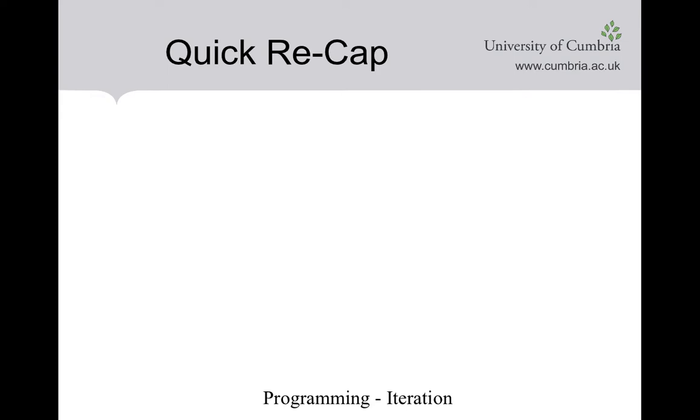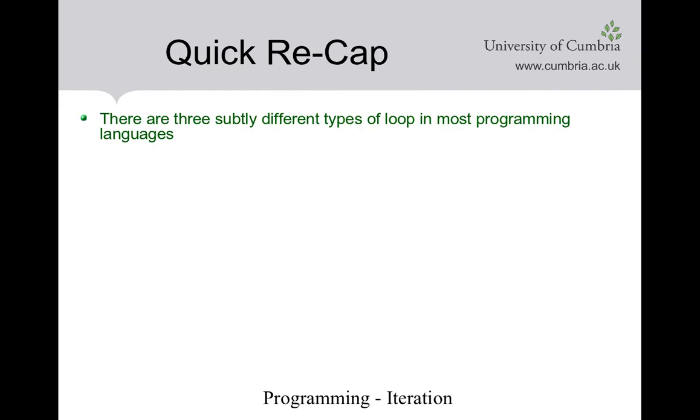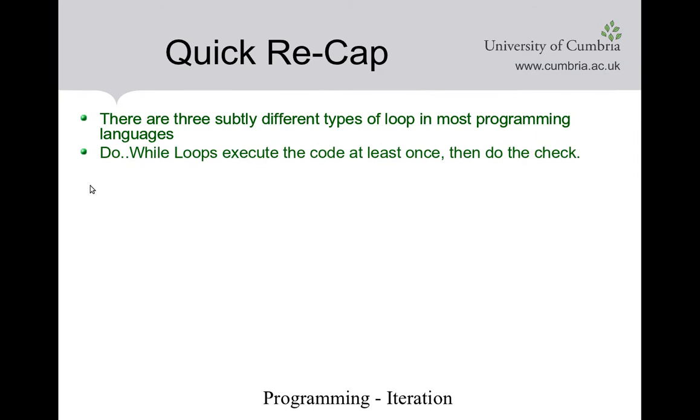Iterative loops in fact use selection to determine whether or not to repeat the section of code identified by the loop, so they are fairly closely linked. There are three types of loop commonly used in programming languages. Do while loops execute the code at least once and then they do the check.